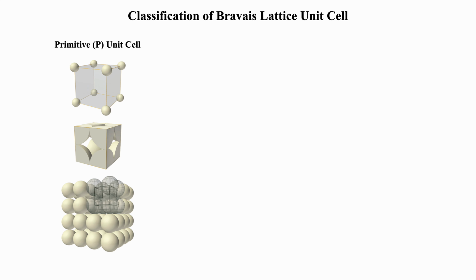First is primitive. In primitive lattices, lattice points are found only at the corners of the unit cell. This is the simplest arrangement and forms the base of many crystal structures.